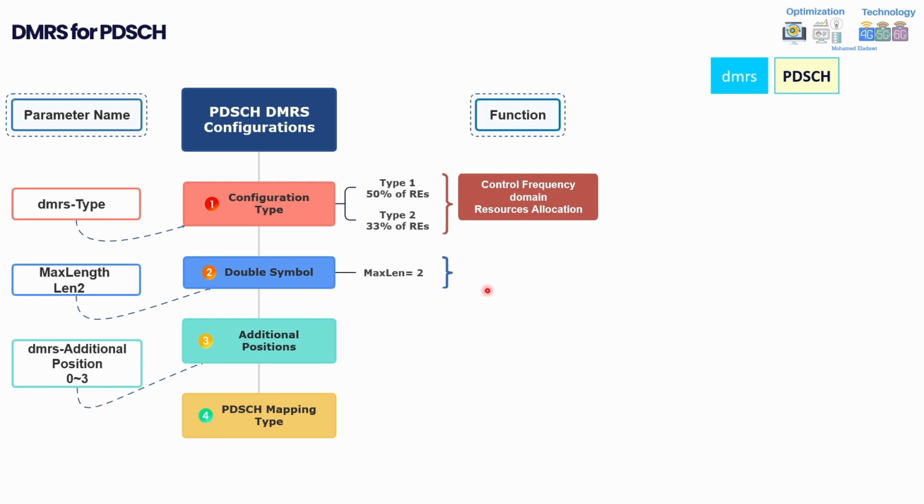this means the more ports you will have. I'll explain this in detail as well, and this will increase the scope of multi-user MIMO. So in case you want to increase the scope of multi-user MIMO, you want to have more paired users and so on, then, for example, if you're using configuration type 1, you can increase up to double symbol. So this now means you are increasing the scope of multi-user MIMO because you will have more ports and more chance for code division multiplexing. I will try to visualize this in upcoming slides.